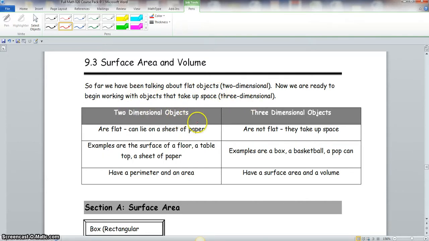Two-dimensional objects have the characteristics that they are flat and can lie on a sheet of paper. Examples are the surface of a floor, a tabletop, a sheet of paper, and they have a perimeter and an area. Three-dimensional objects are not flat. They take up space. Examples are a box, a basketball, a pop can, and they have a surface area and a volume.